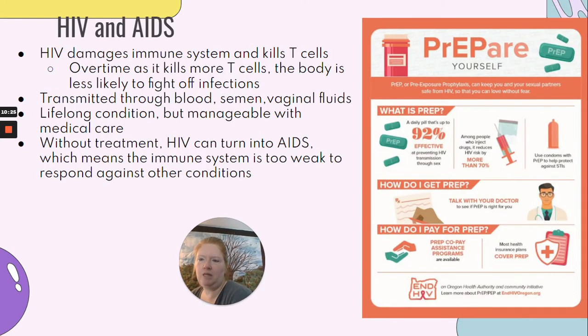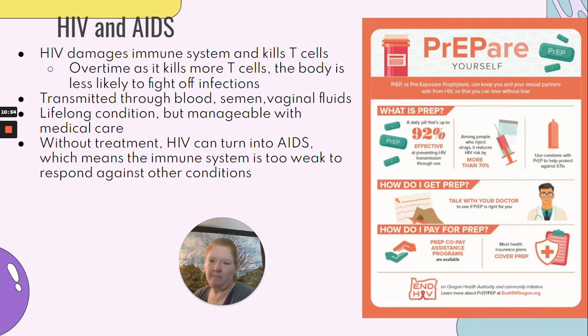All right, HIV and AIDS. HIV damages your immune system. It kills T cells, basically making T cells unable to do their job of fighting off infections. So over time, as more and more T cells are destroyed, the body is less likely to fight off infections. So you can get sick from something that might not normally have made you sick. It's transmitted through blood, semen, vaginal fluids. It's lifelong, but is manageable with care.